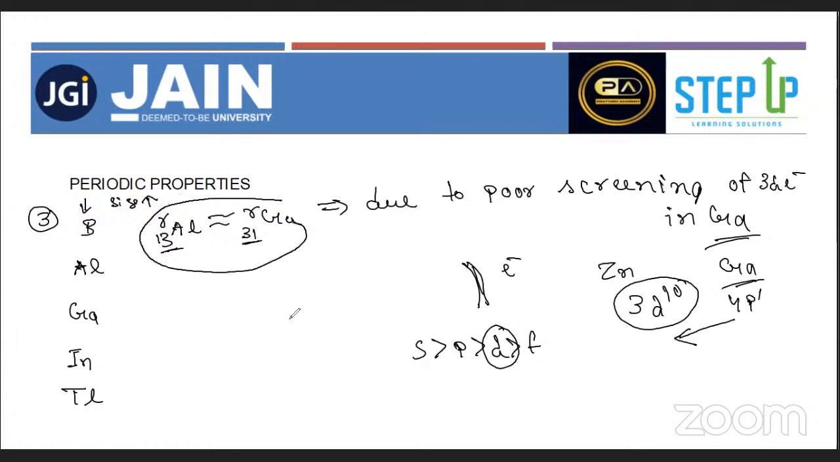Further, the pattern is the same. After boron, aluminum is there. We'll also write this when we are reading ionization energy. So these are the three exceptions. Please try to remember them.